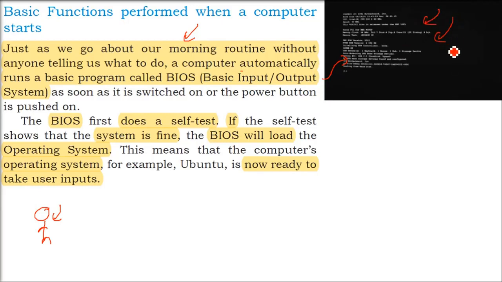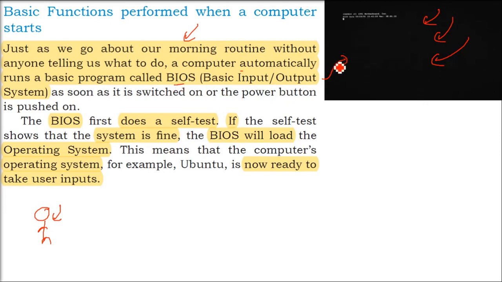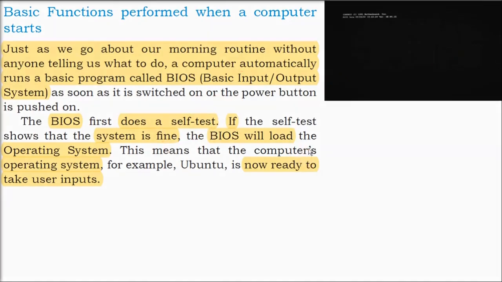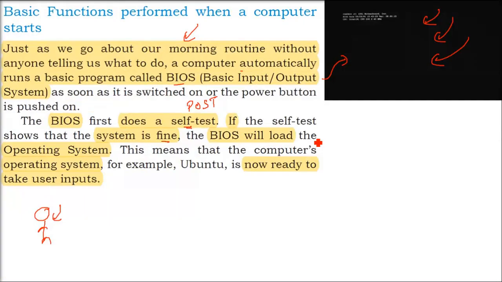So this is the basic input-output system. It checks all the input-output peripheral devices connected to the computer, whether they are working in the way the computer would want, whether they are technically or electronically well, whether they are medically fit or not, in electronic terms. So the BIOS does a self-test. This all self-test is done. Once everything is okay, the BIOS will now load the operating system.